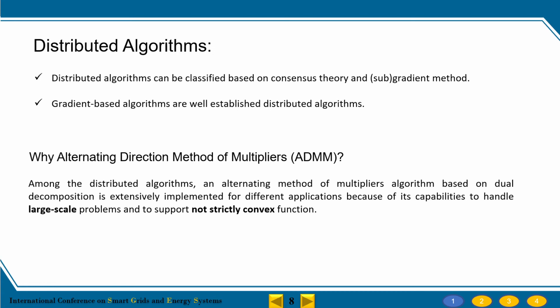So about the distributed algorithms, they can be classified based on consensus theory and subgradient methods. Gradient-based algorithms are well-established distributed algorithms. But why we have used ADMM, or alternative direction method of multipliers, among all the distributed algorithms? ADMM is really popular because of its capability to handle large-scale problems and to support non-strictly convex functions.